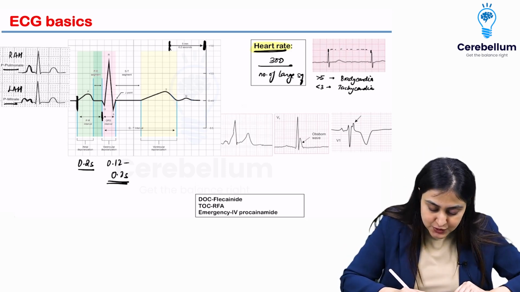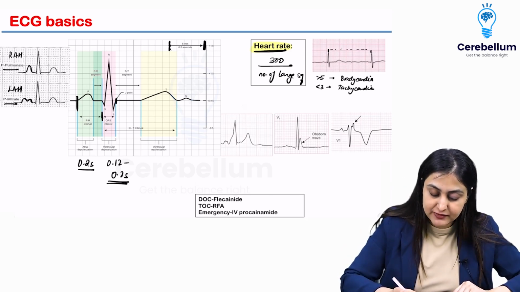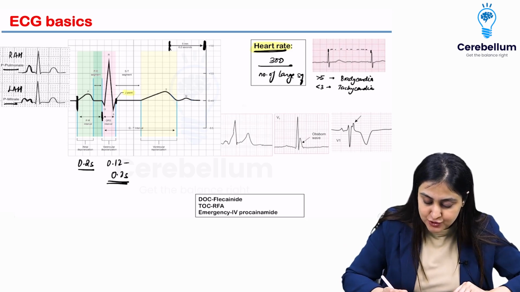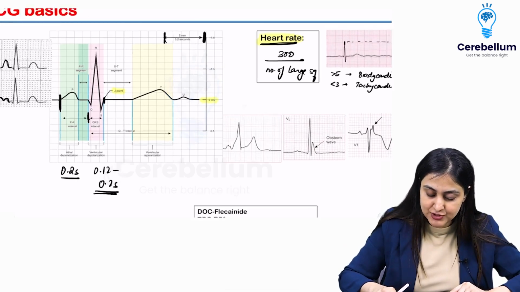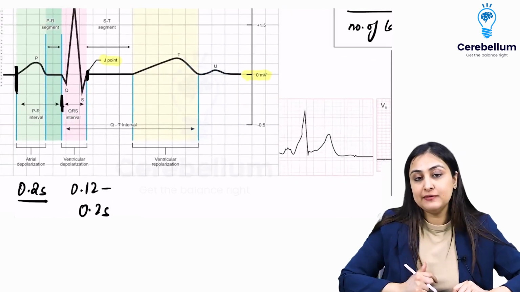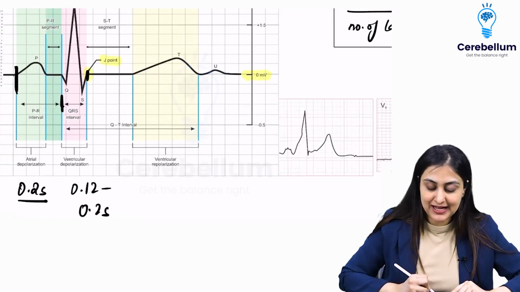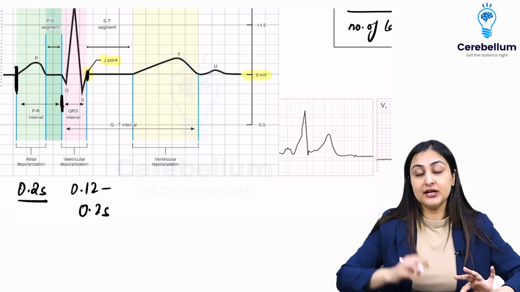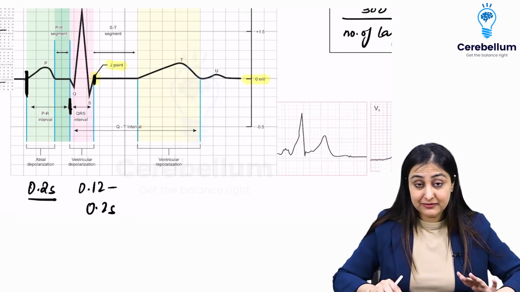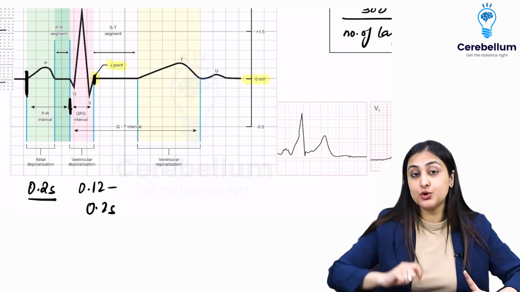Once the QRS is over, you have this point here, which is the J point. J point has to be isoelectric, meaning it has to fall at the 0 millivolt. Can you see this? So J point has to be an isoelectric point. Anytime you see an abnormal wave at the J point, there are two differentials.